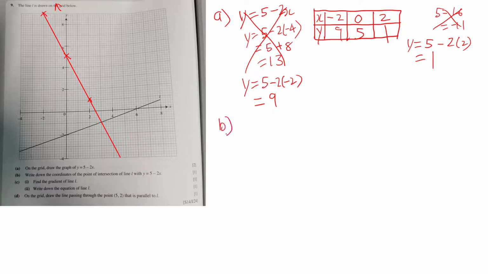For part B, write down the coordinate where it intersects this line. So let me just take a look at it. Over here the x coordinate is 3. And the y coordinate is here, which is -1. So 3, -1. So my answer is 3, -1.